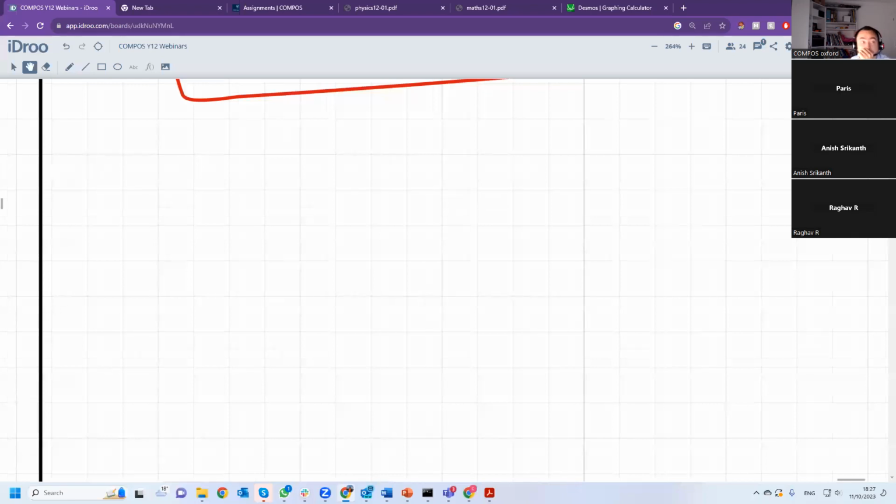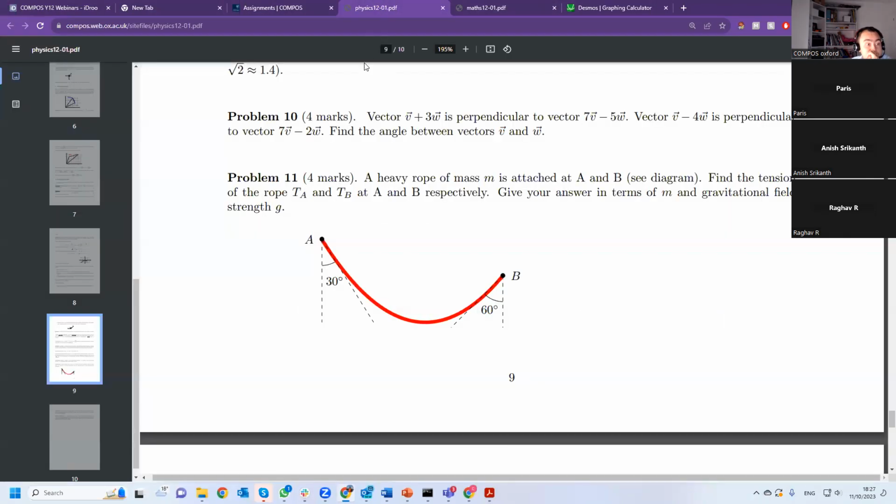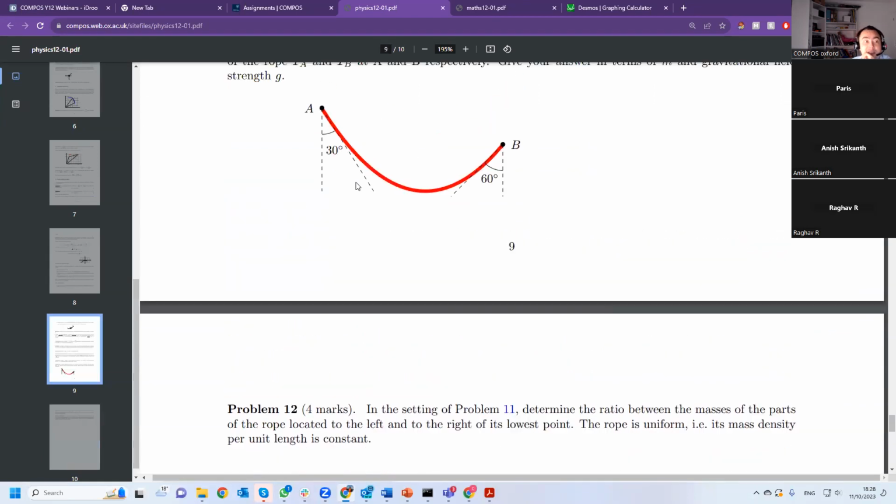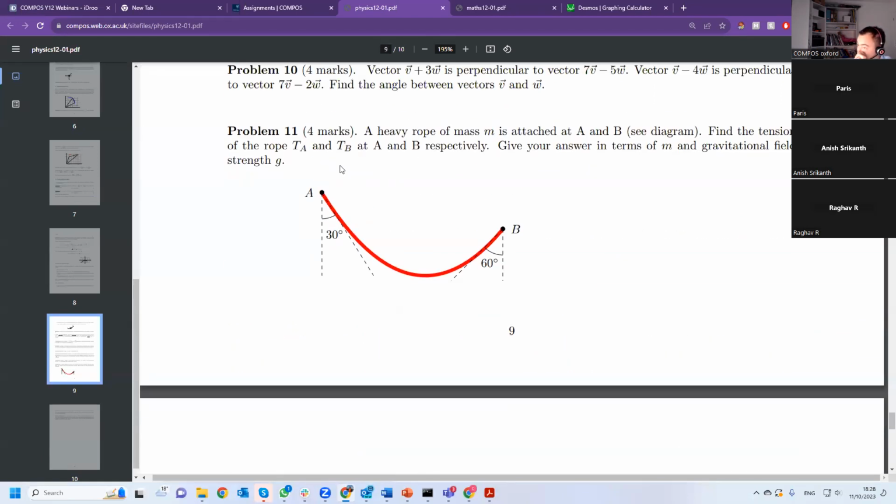Abiola, I meant 12. Question 12: try cutting the rope into 2 parts.